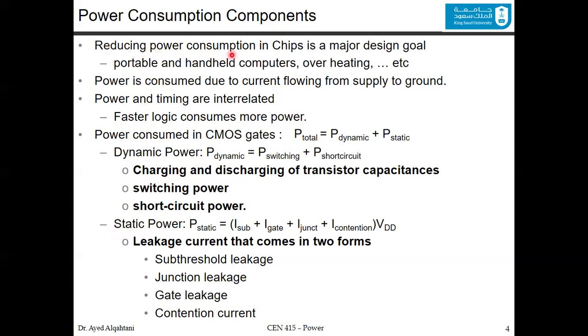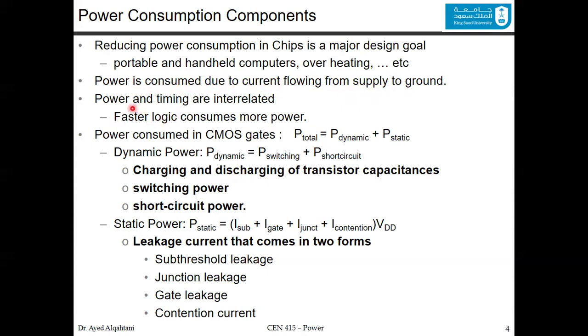Reducing the power consumption in chips is a major design goal. It's everywhere, actually. For example, in portable devices, handheld computers, and mobiles, you always worry about power consumption because of the problem of overheating. If the chip is overheated, it won't perform well. It will age faster until you end up with an error or a complete failure of the chip. The power is consumed due to the current flowing from the supply to the ground, so if you want to reduce the power, you reduce this current flow.